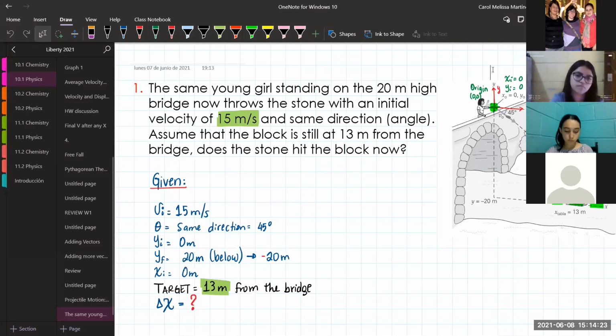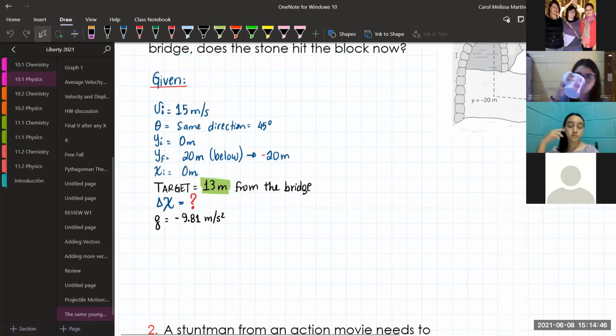Another given that is implicit here and I didn't write it is gravity. Gravity is always implicit in this kind of problem and is negative 9.81 meters per second squared. Having all your data already organized, it's time for us to move on.